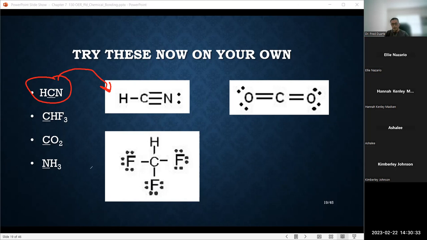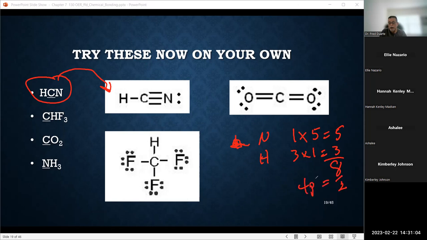Okay. Now let's do the last one here. We have NH3. Let me write this up again. So we have 1 nitrogen times 5 valence electrons, total 5. We have 3 hydrogens, each one bringing in 1 valence electron, so total of 3. So we have 8 valence electrons or 4 pair total.